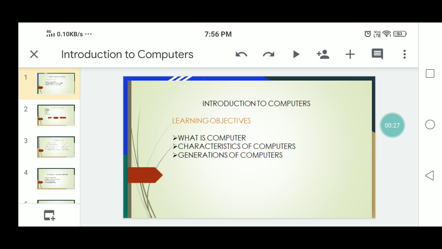The objectives of this introduction to computers are: first of all, what is a computer? What are the characteristics of using computers today? What are the basic building blocks of a computer? And what are the generations of computers? So, these are the discussions in this subject. So, first of all, what is a computer?